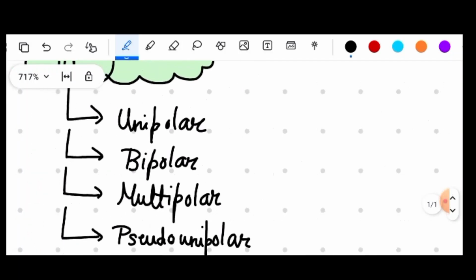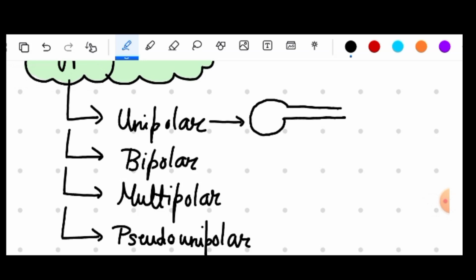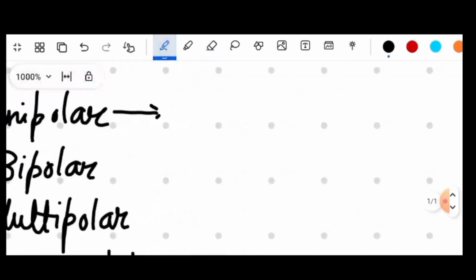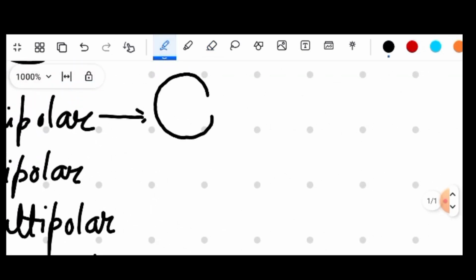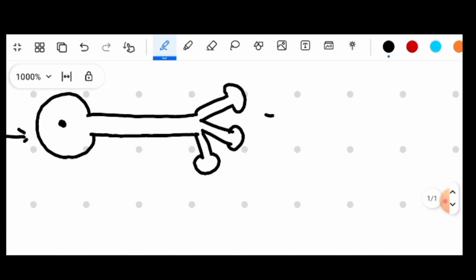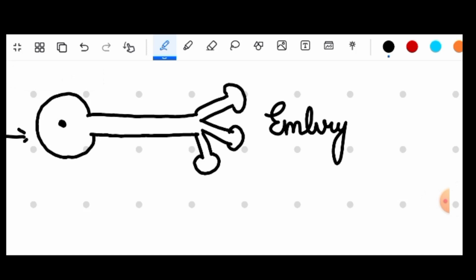So, the unipolar neuron actually looks like this: a cell body, the axon, and axon terminals. The nucleus inside the cell body. We'll just rectify the diagram. This is the cell body. This is the axon, and we have the axon terminals directly without the presence of dendrites. This is the unipolar neuron. Now the question is where it can be present. It is present in the embryonic condition.